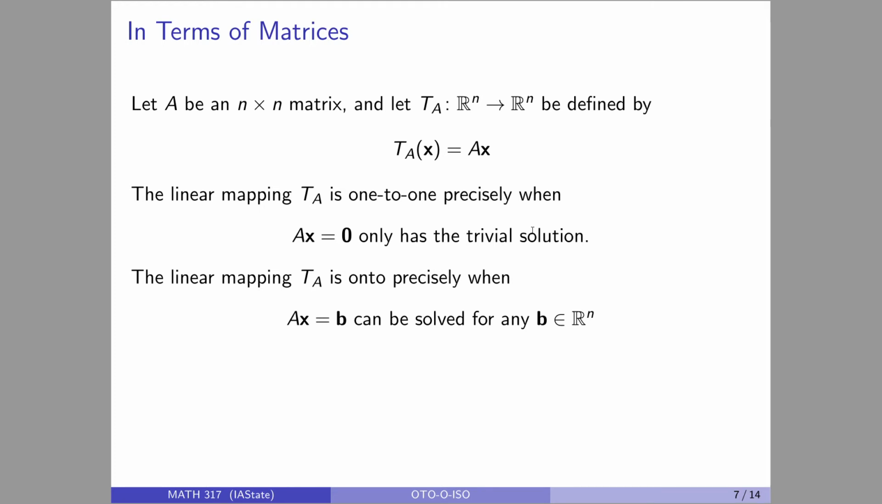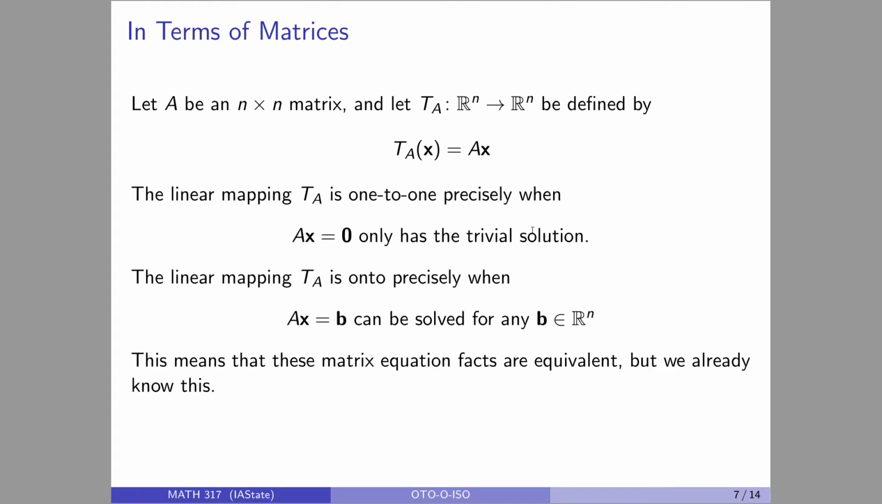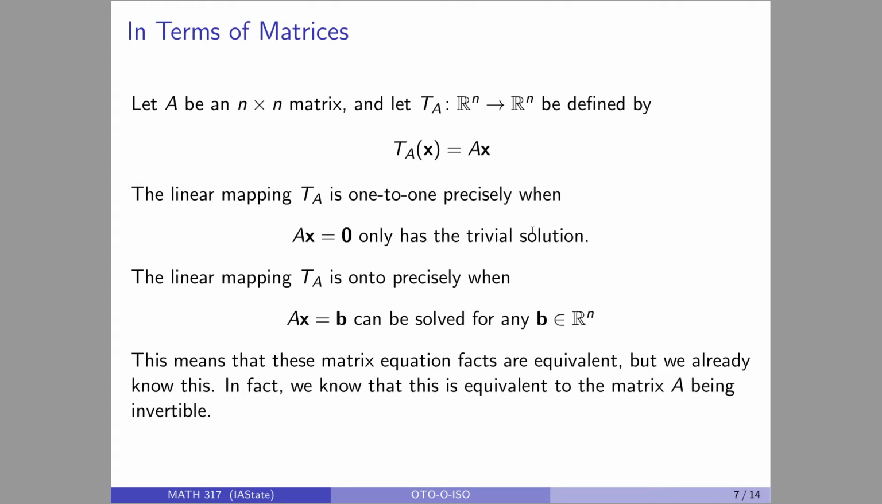Likewise, it's onto precisely when the matrix equation can always be solved, right? Because the range of that linear transformation is the set of all things whose matrix equation is solvable. And for matrices, we already know these facts are equivalent. If your homogeneous solution is trivial, every matrix equation can be solved, because it's all related to the fact that the matrix is invertible.